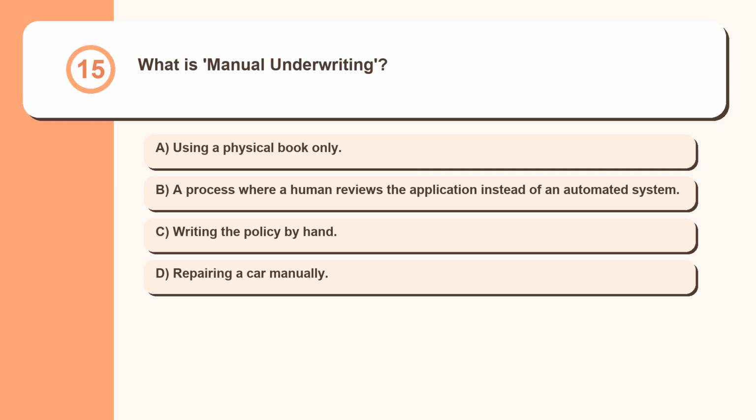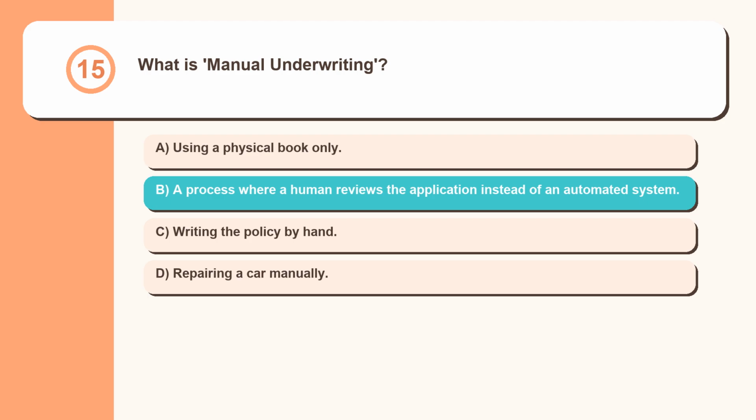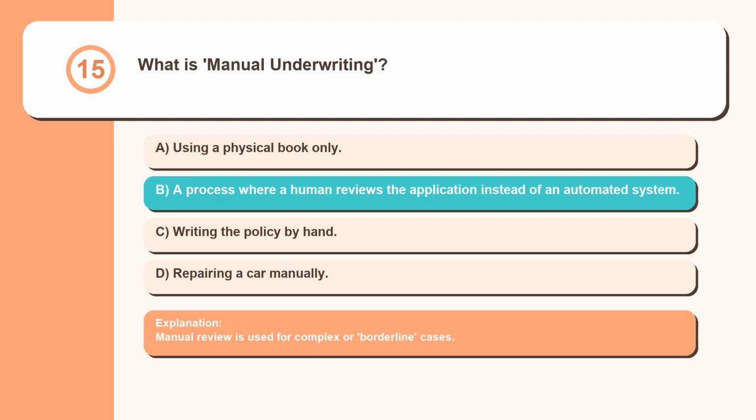Question 15. What is manual underwriting? Using a physical book only, a process where a human reviews the application instead of an automated system, writing the policy by hand, repairing a car manually. Manual review is used for complex or borderline cases.